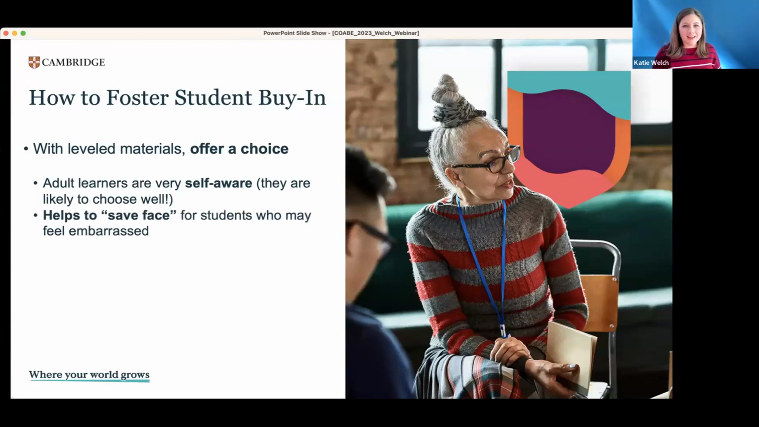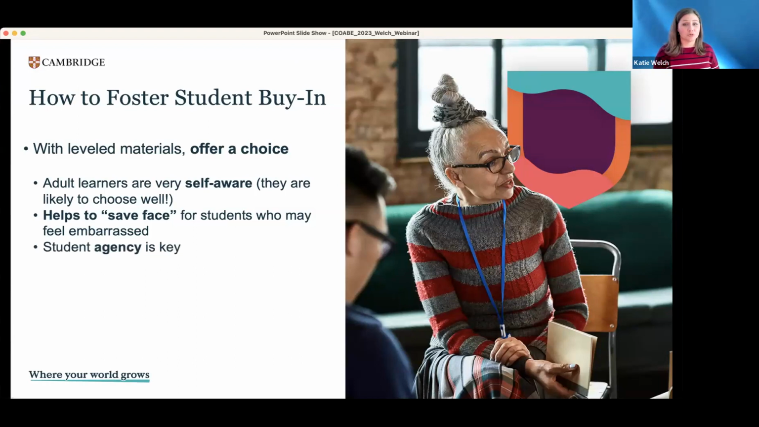Although I also find that once they make that choice and I'm able to see how they did working with that particular level of material, then I can maybe encourage them the next time. If I see that they could move up a level, if I see that they could use a challenge, I'll encourage them as they're making their choice, but I try to leave the choice to them. This helps save face for students who may feel embarrassed.